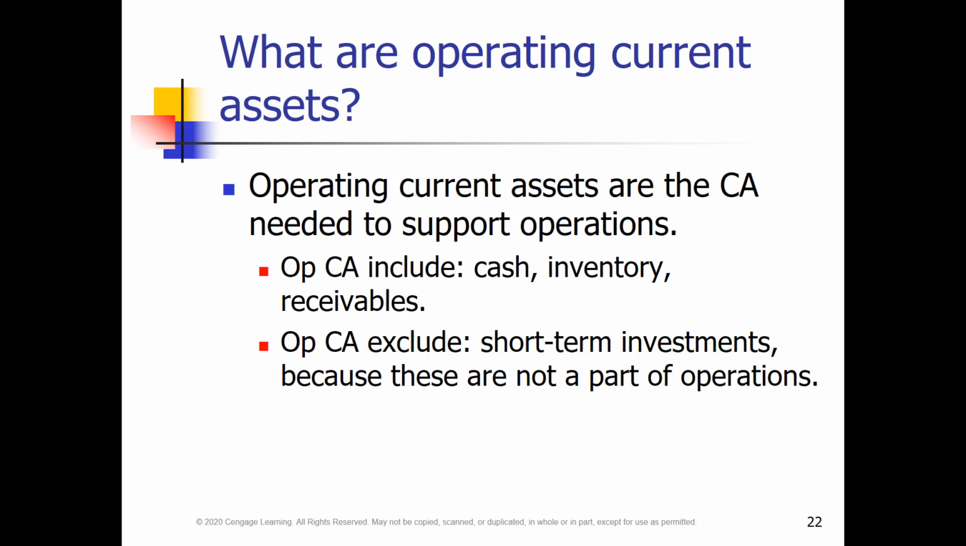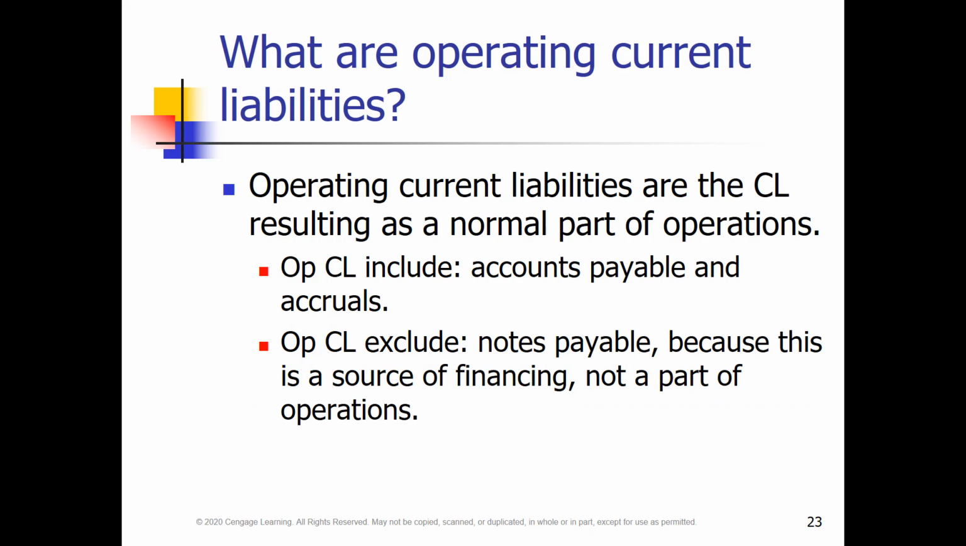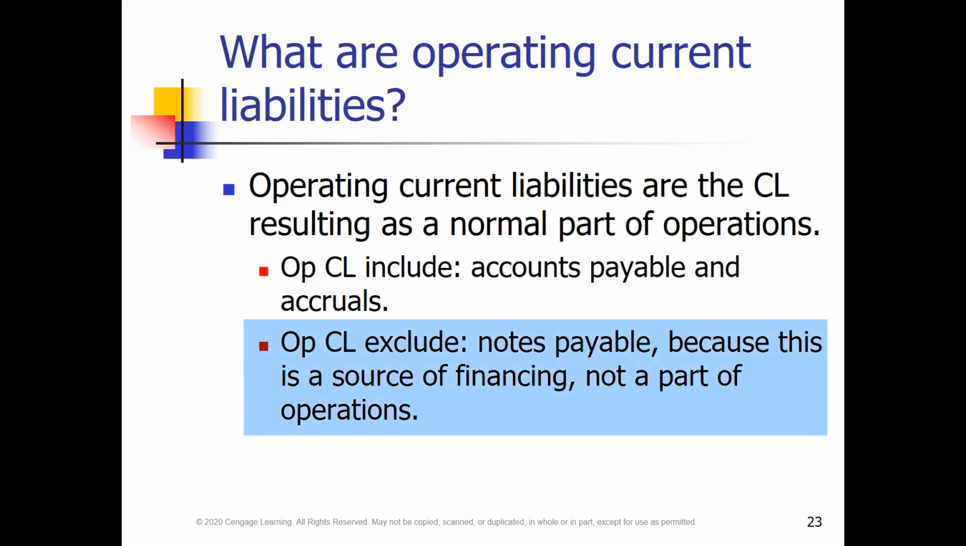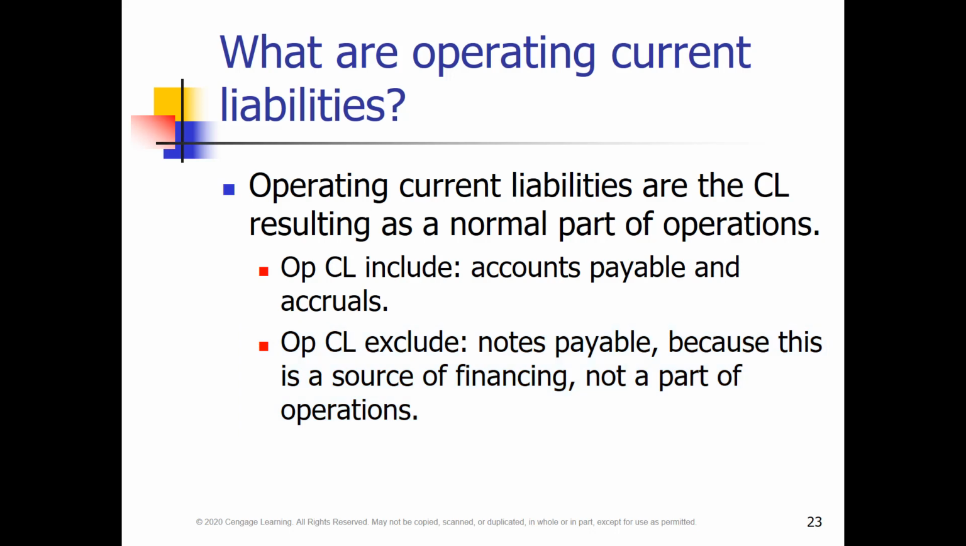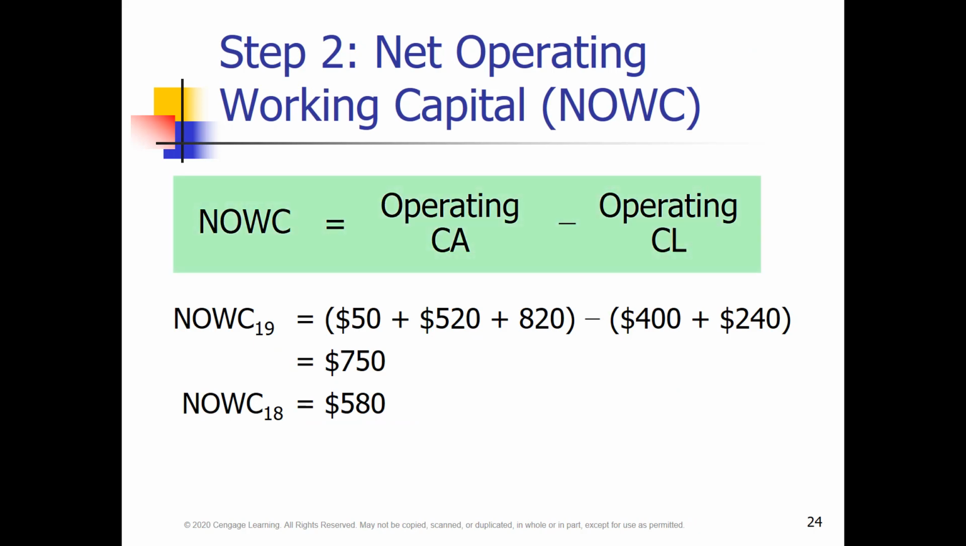Step 2 requires us to find net operating working capital. Remember, net operating working capital is operating current assets minus operating current liabilities. Operating eliminates short-term investments from current assets as these are not operations related. Step 2 continued. As with current assets, operating current liabilities excludes notes payable. The typical definition of net working capital, current assets minus current liabilities, isn't applicable here. Net operating working capital includes only operating accounts. Here we find Computron's net operating working capital for 2018 and 19. Note that it increased in 2019.